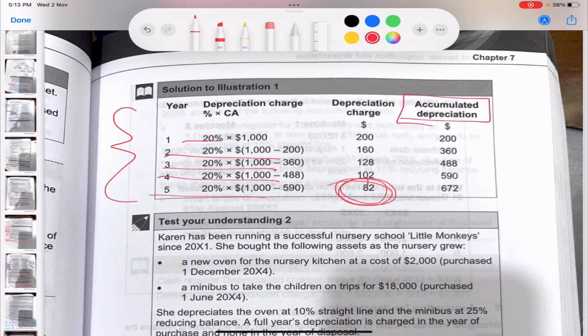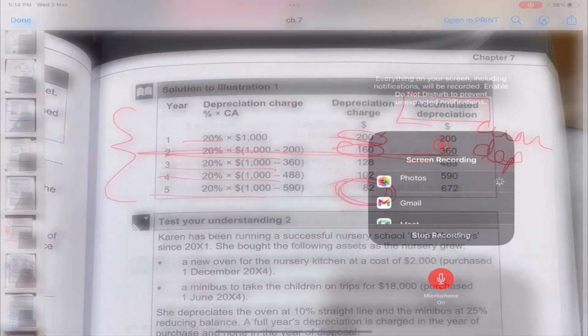And we know what accumulated depreciation is. It is basically just cumulative depreciation, wherein here we have 200, next year we have 160. So this year's cumulative depreciation would be this year's depreciation plus the previous year's depreciation.